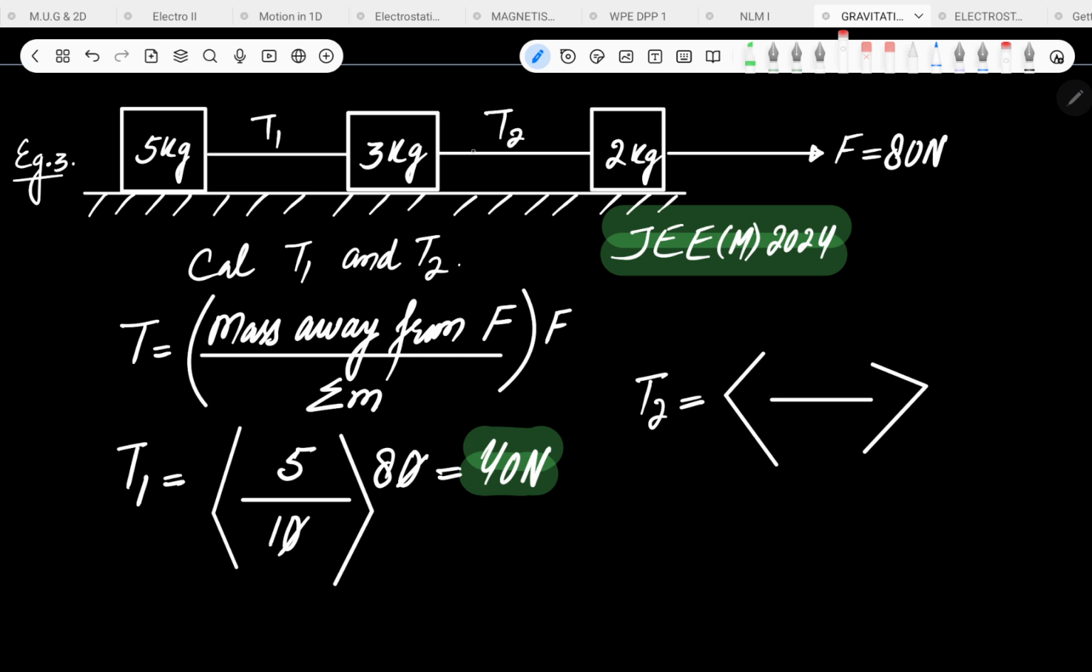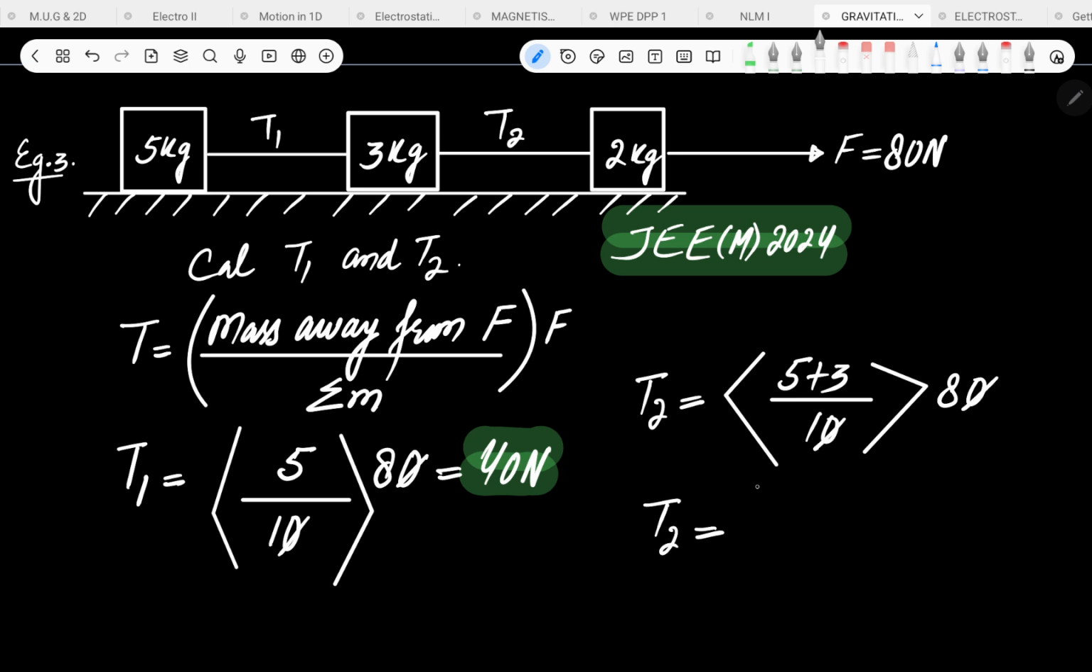Now what is the mass away from the capital F? This is the capital F, and what's mass away? The mass away is this total mass, this one, which is 5 plus 3 is equal to 8. And the total mass is obviously 10, and the external force is 80. Okay, so the mass away is this 5 plus 3. Total mass is 10. Let me write down here 10. And the external force is equal to what? That's equal to 80. This and this will disappear.